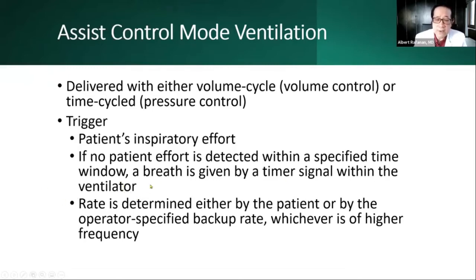If the ventilator does not detect a breath for 10 seconds and the backup rate is higher, then it gives a breath. The rate in assist control mode is determined either by the patient or the operator specified backup rate, whichever is of higher frequency. So if your backup rate is 16, but the patient is spontaneously breathing at the rate of 20, the machine will detect the 20 and will assist 20 breaths. If the machine does not detect a breath or the patient's apneic and your backup rate is 16, then the machine will assure you that there are going to be 16 breaths. This is the reason for calling it a backup rate.